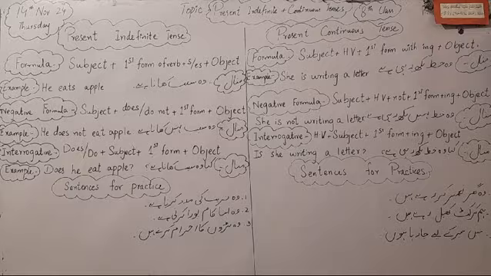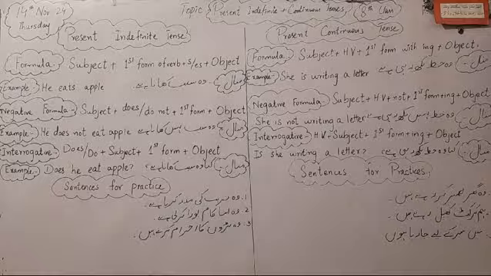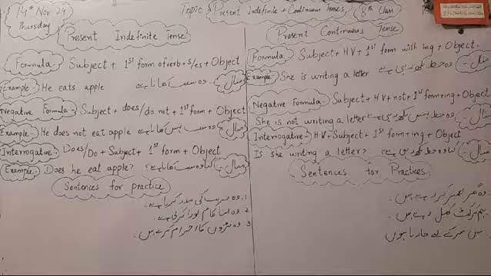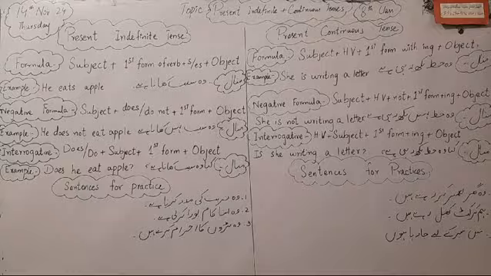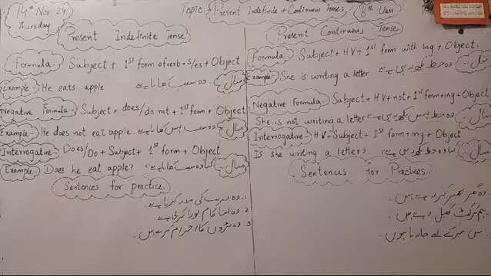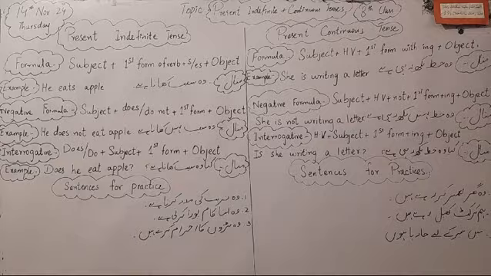As you can see from the board, the first tense is present indefinite tense. As you already know, we formulate this sentence as: subject plus first form of verb plus addition of s and es plus object. We use just s and es in this tense, not any specific helping verb. Moving further, let's take a look at its examples.